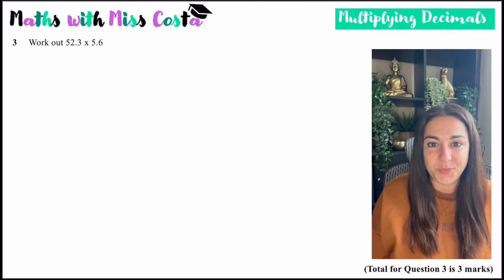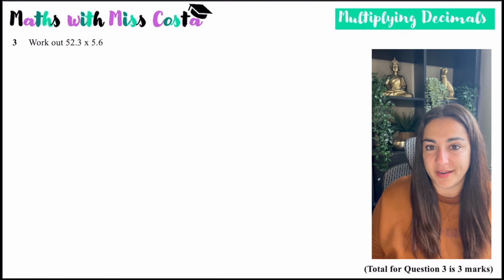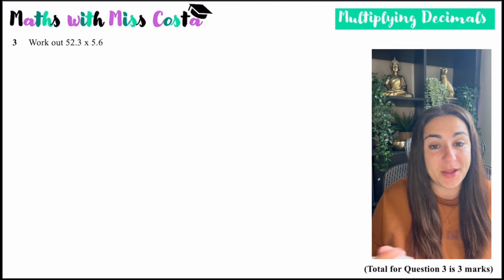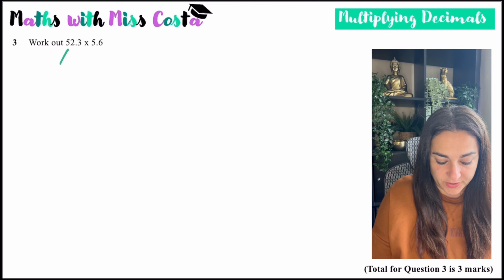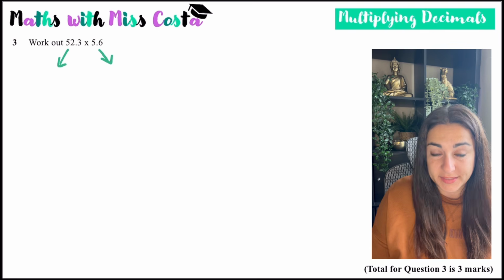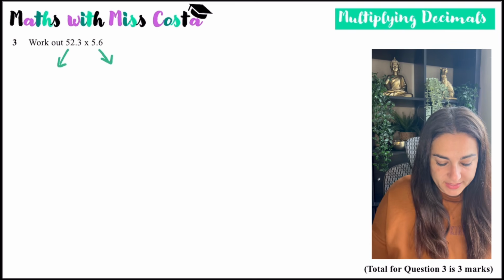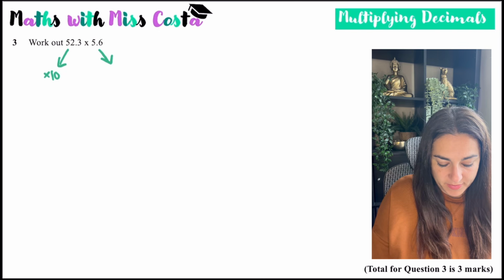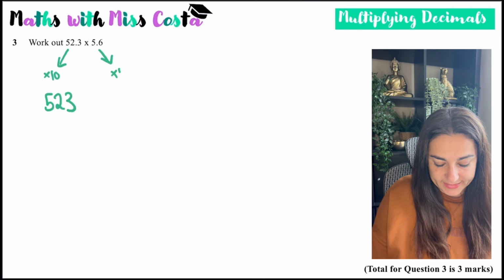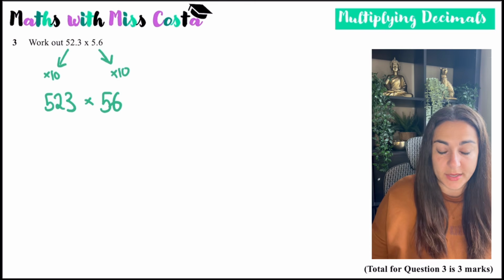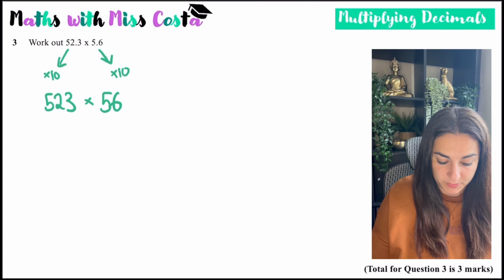Okay, so in this question, we are multiplying a decimal by another decimal. The trick with questions like this is to multiply each part of the calculation by a power of 10, so that you can turn both parts into whole numbers, because then it's a lot easier to multiply. So 52.3, I multiply that by 10, and it becomes 523. 5.6, if I multiply that by 10, becomes 56. So now I've turned my decimals into whole numbers, which I can multiply.